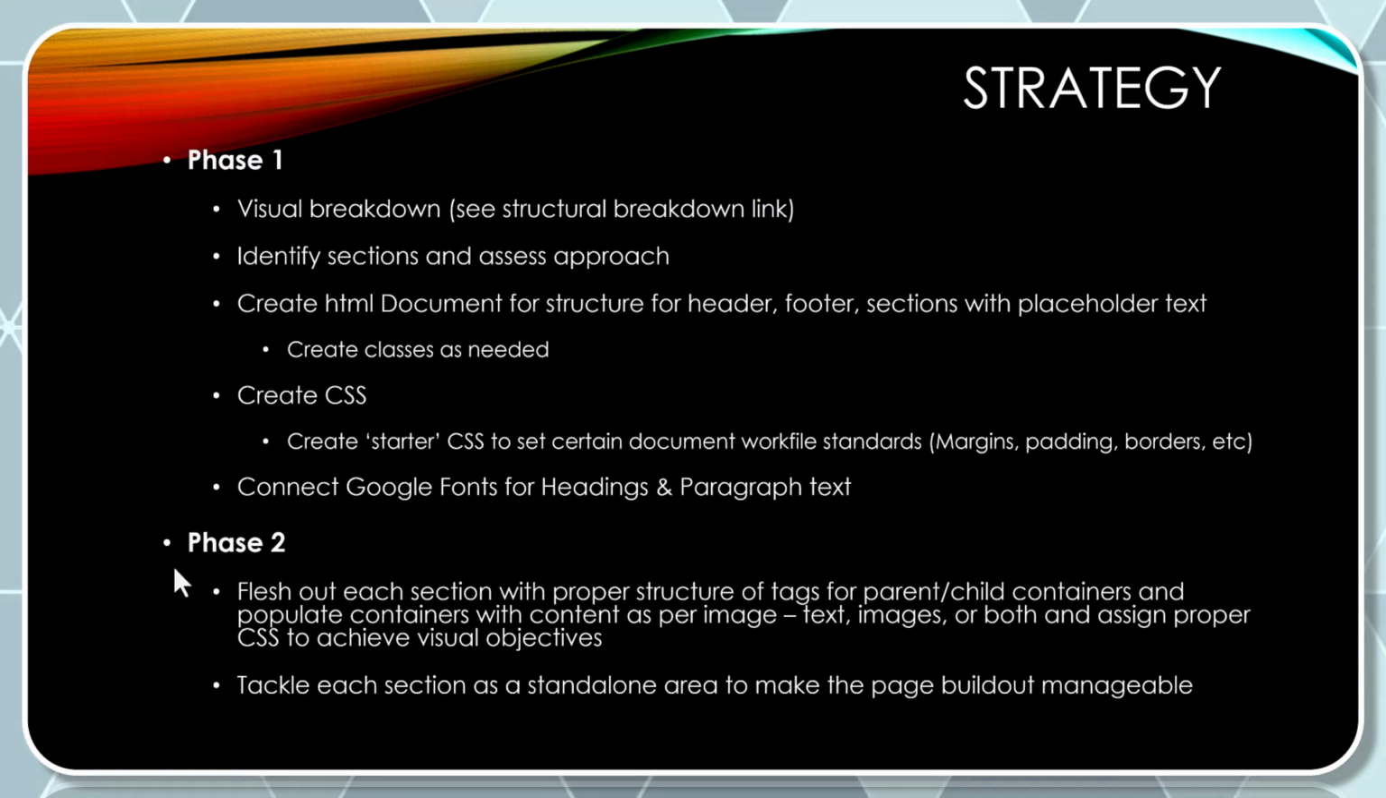So what we're going to be doing, here's our strategy. We're going to be doing the visual breakdown, just as we did right now. We might have to refer to these visuals more than once. We're going to identify the sections and assess our approach for each one once we evaluate that section. And the trick here is to keep things from getting too insane. We're not worried about the whole page at this point. We're going to target each section and worry about that section while we're working on it.